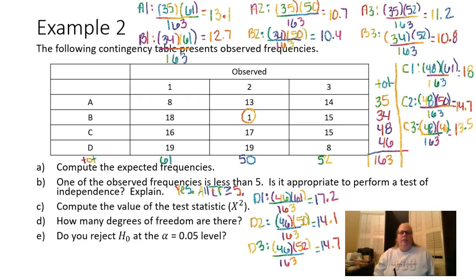All right, part C is asking us to compute the value of the test statistic, our chi-squared. Now remember, to get to the chi-squared, we're going to have to add together all of the observed minus the expected squared divided by the expected. I'm going to have to get a clean slide to put all that on there because I don't have any more room for this. So let's bring up a clean slide.